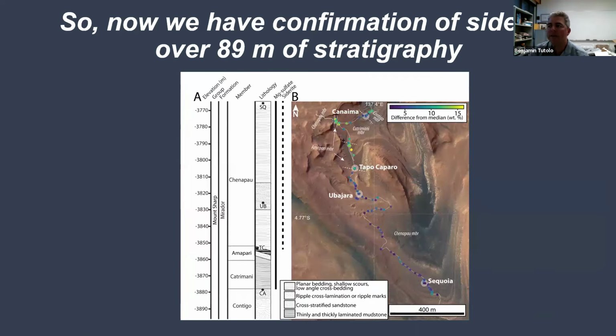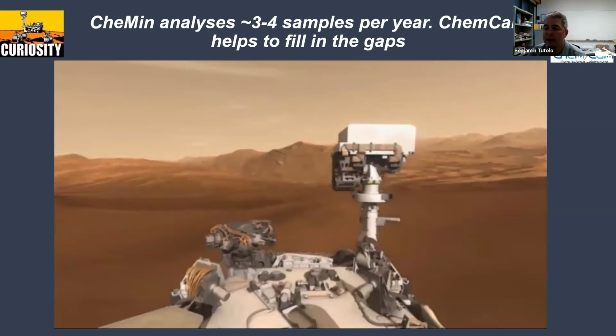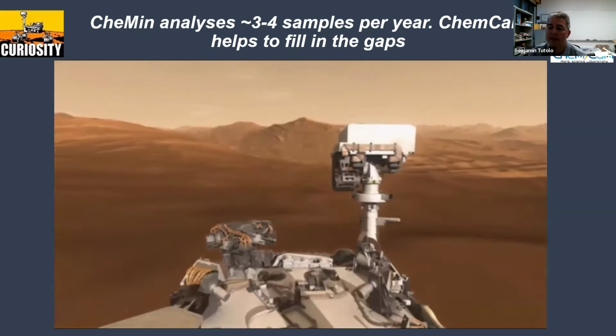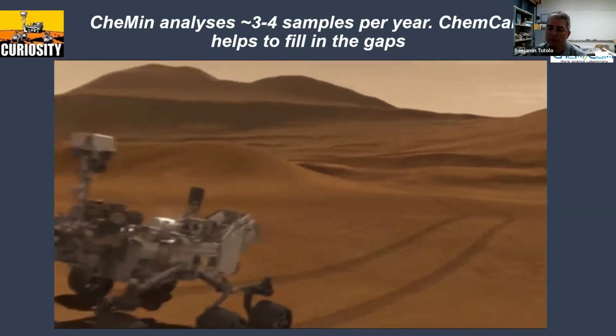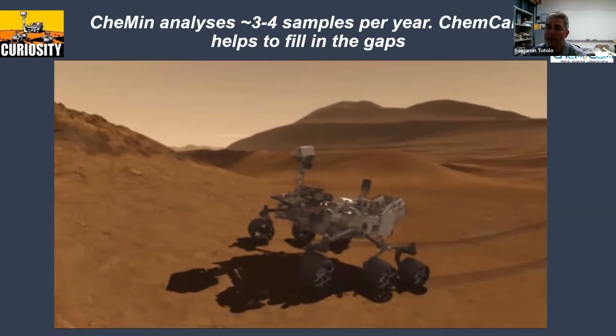So now we have confirmation of siderite over 89 meters of stratigraphy from the CheMin instrument, but obviously we weren't able to drill every single meter along the traverse because we usually only use the CheMin instrument and drilling instrument a handful of times a year. So in order to get information on what the minerals are between these drill samples, we can rely on the ChemCam instrument.